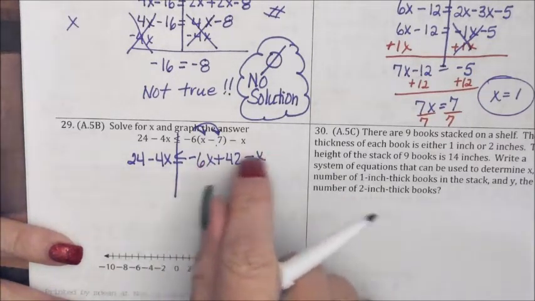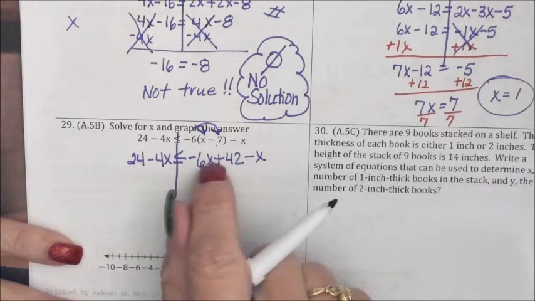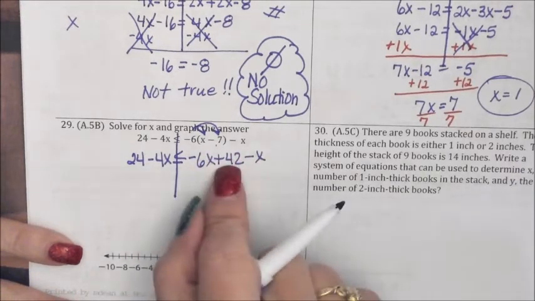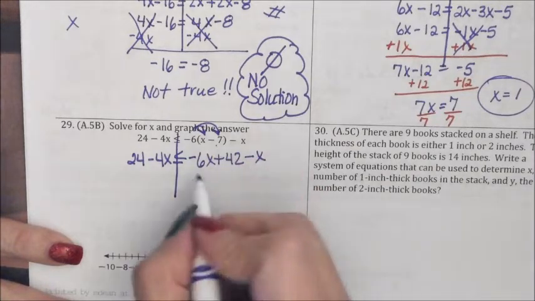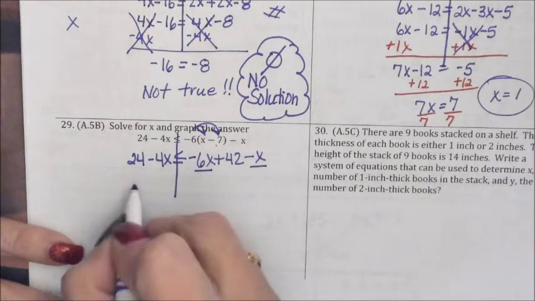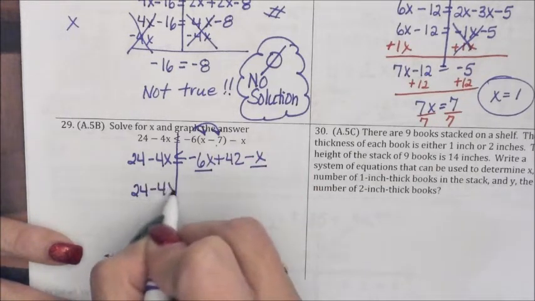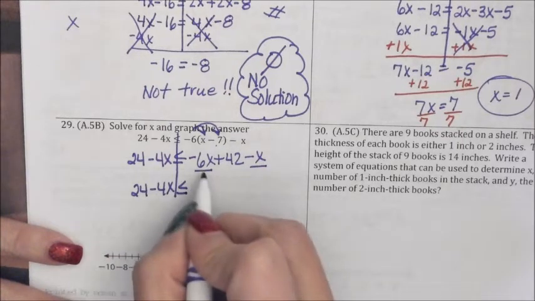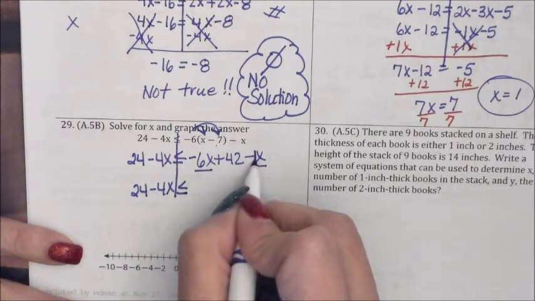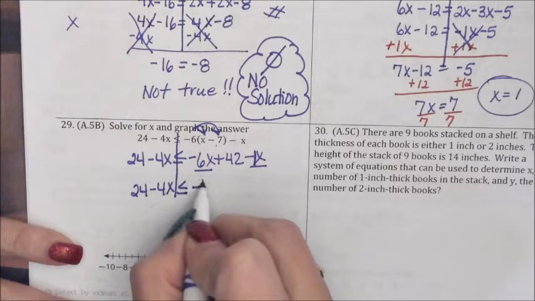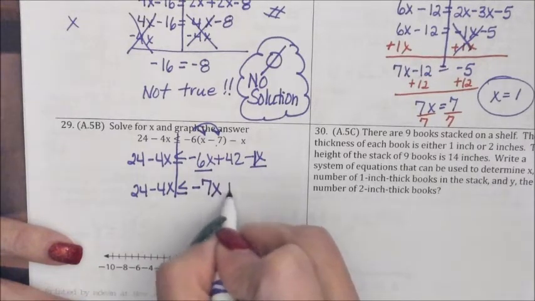Remember, anytime you have more than 2 terms on one side, you probably have something that you can put together. I have 3 terms over here, so I'm going to put my x's together. So 24 minus 4x less than or equal to negative 6 and negative 1 give me negative 7x plus 42.